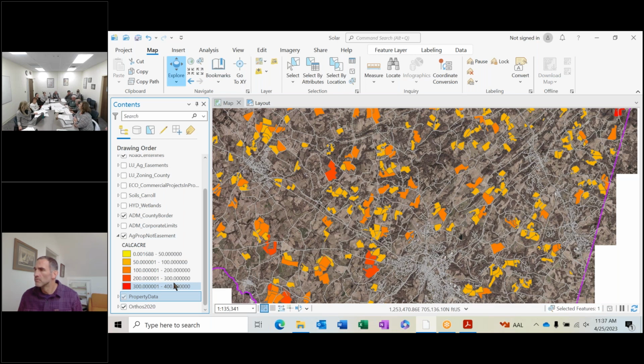How many acres was the 200 to 300? 200 to 300 was 2,014, and there are only 9 properties that fit that range. This helps. That's what I was asking for.